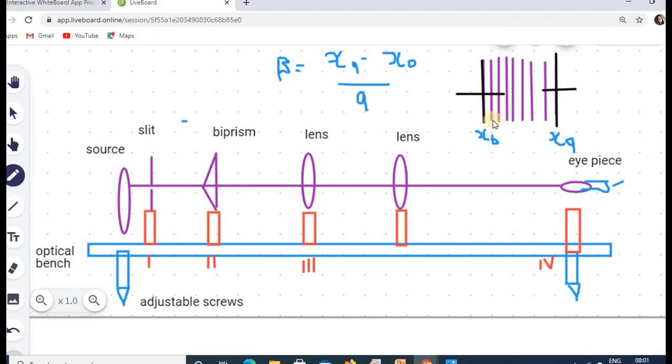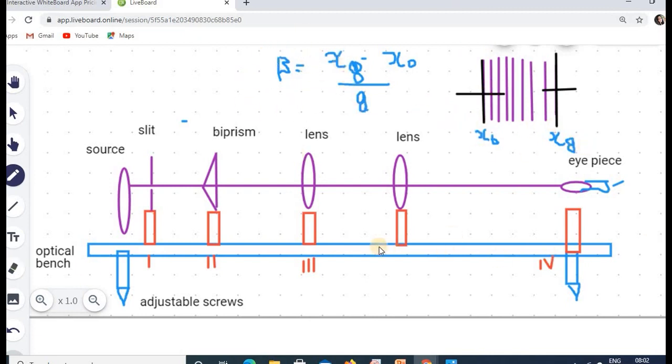So this will be the first one, x0, 1, 2, 3, 4, 5, 6, 7. Oh, this is the 8th one, right? So I'll name it as 8. So it is x8 minus x0 divided by 8. This is x0 and this is xn. x0 I need not include. So this is the first part of the experiment.